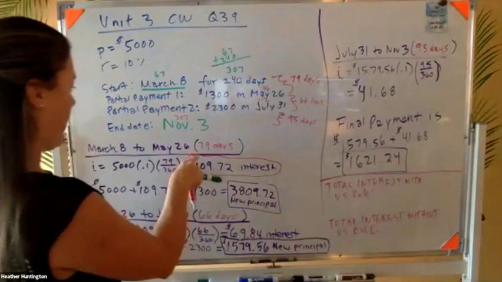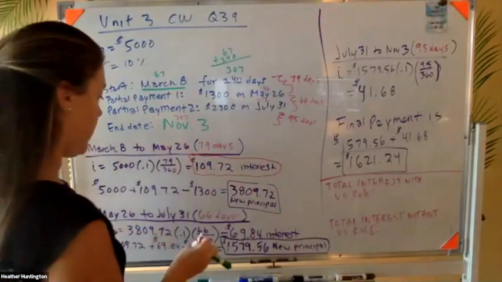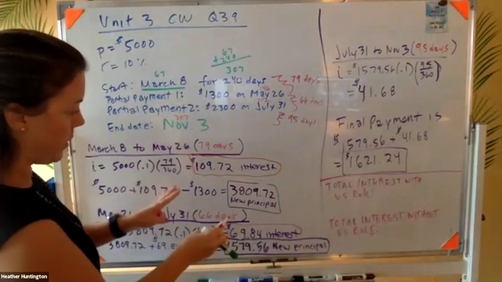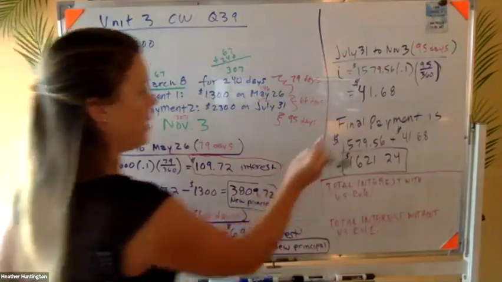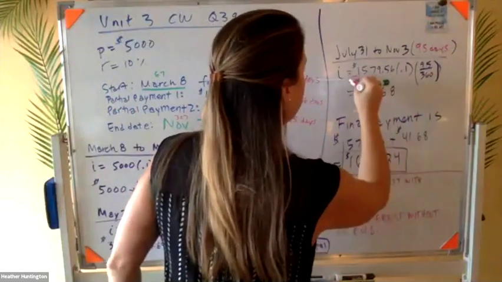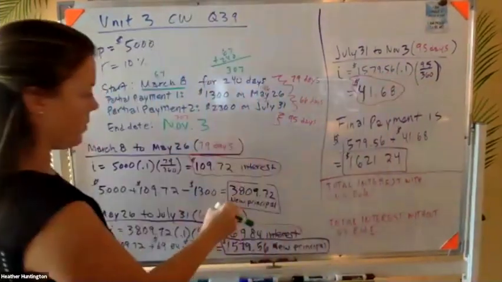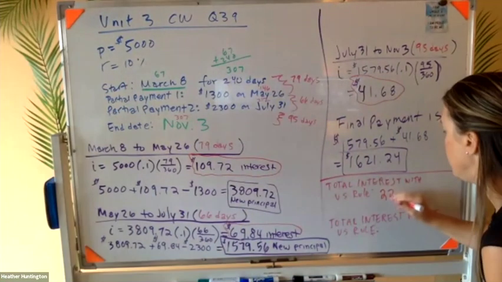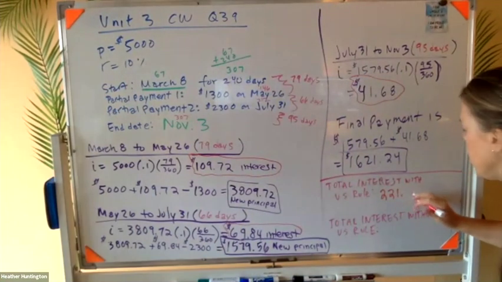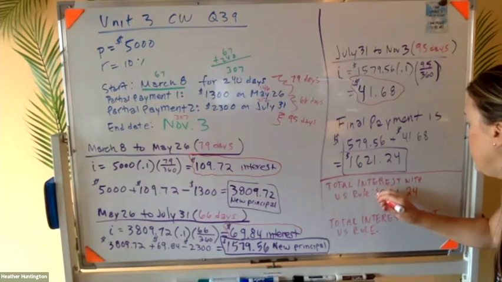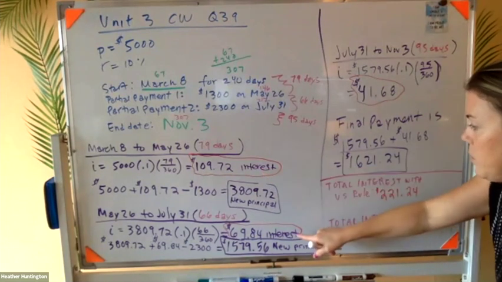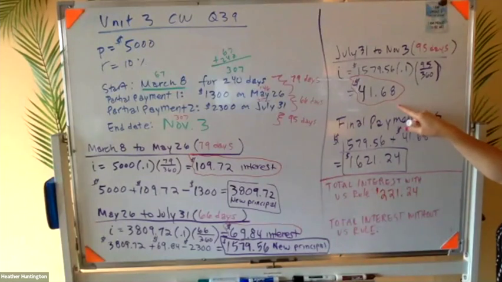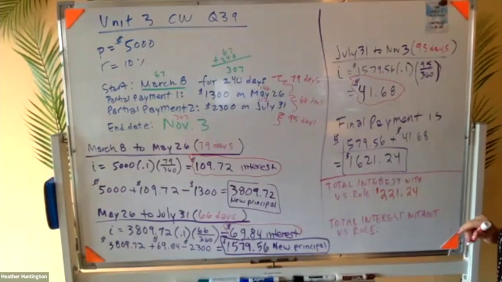Well, here's the interest we paid within the first 79 days. Here's the interest we paid within the second period of time, which is 66 days. And here's the final interest that we paid. So what happens when we sum all those up? 21 and how many cents? 24. Right, so you added 109 plus 69, so that's about 180. Yep, that seems reasonable to me.